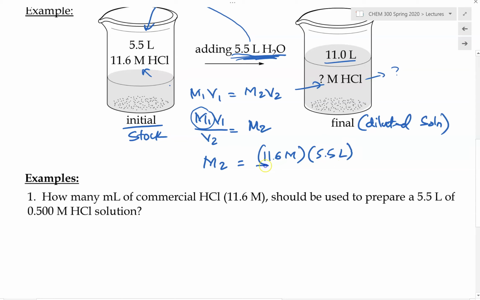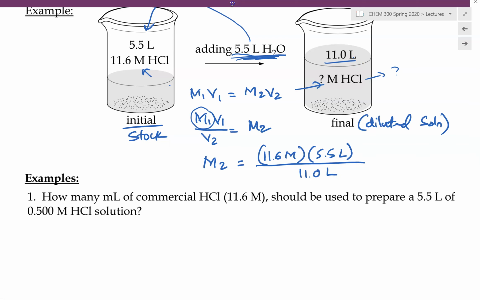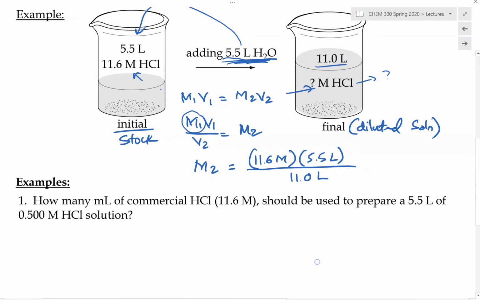And now, divided by V2. V2 is the final volume, and in this case, it is 11.0 liter. So we put 11.0 liter on the denominator. And following unit cancellation, we will see liter cancel with liter, and we will end up with big M, right? And that is the unit of molarity. And when we take 11.6 multiplied by 5.5 divided by 11.0, this then equals 5.8. And now the unit left behind will be M, which is the unit of molarity. So the final concentration of this would then be 5.8 molar.